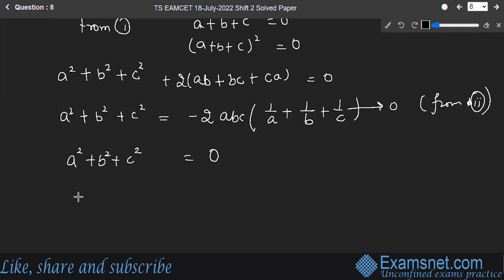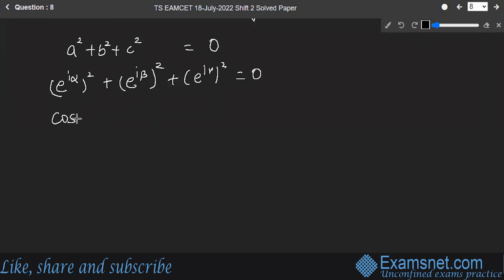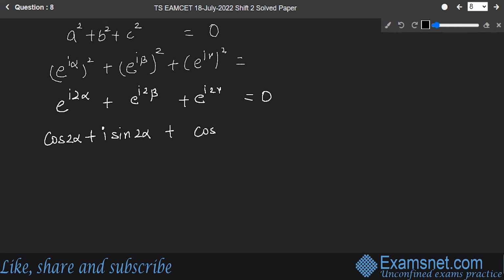Why am I doing this? You will just come to know. So e raised to power iota alpha squared, e raised to power iota beta squared, e raised to power iota gamma squared sum to 0, which can be written as e raised to power iota 2 alpha plus e raised to power iota 2 beta plus e raised to power iota 2 gamma equal to 0, which can be written as cos 2 alpha plus iota sin 2 alpha plus cos 2 beta plus iota sin 2 beta plus cos 2 gamma plus iota sin 2 gamma.